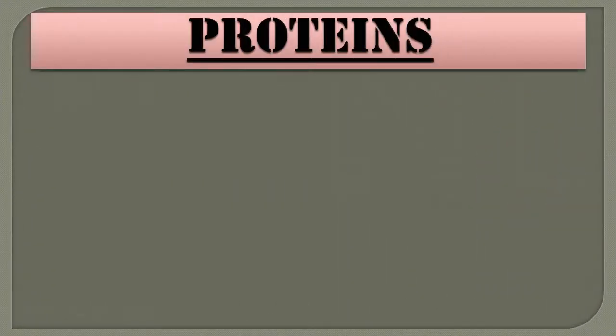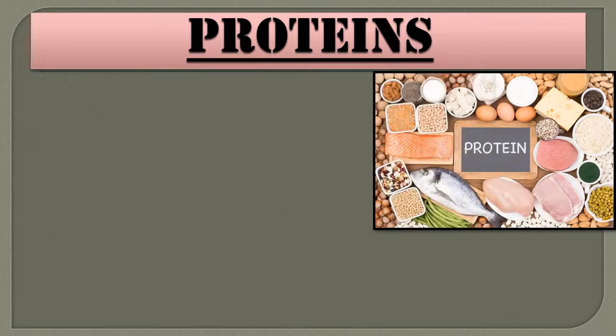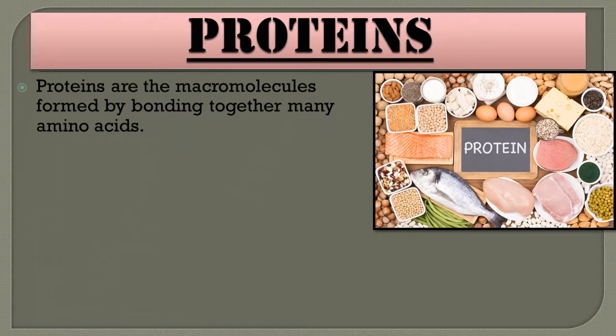And next type of food component is protein. Students, these are the sources of protein like eggs, meat, fishes, cereals, etc. So proteins are the macromolecules formed by bonding together many amino acids. Macromolecules means they contain a large number of atoms in their molecule. So proteins are macromolecules; a larger number of atoms are present in the protein.